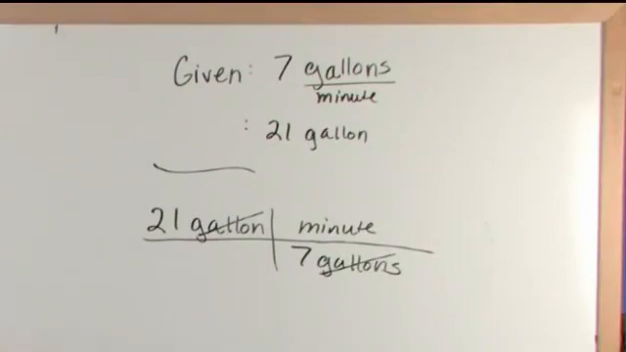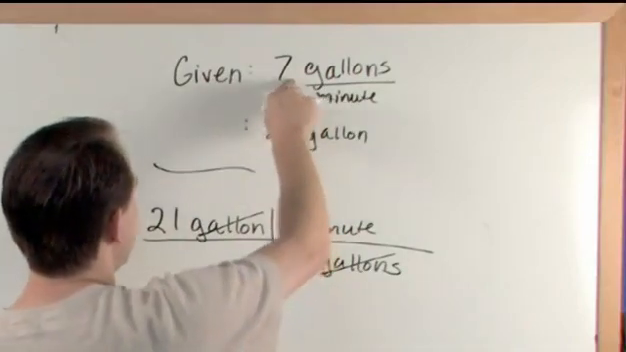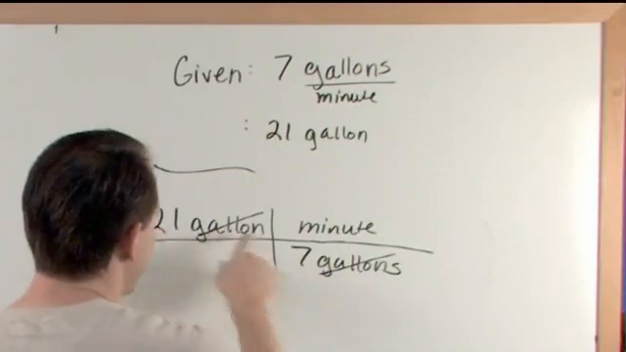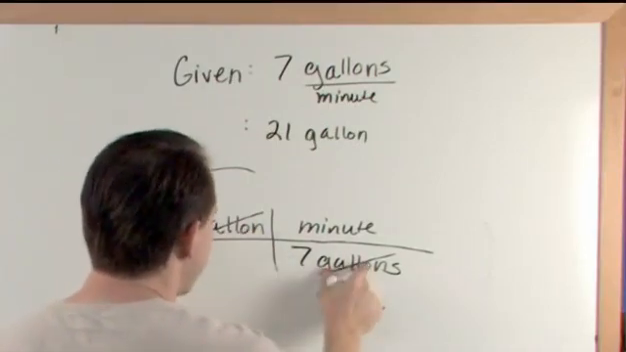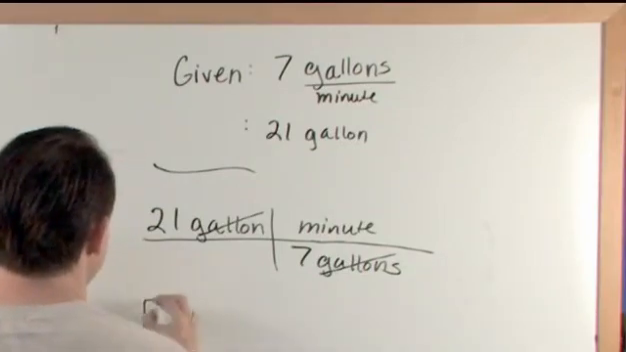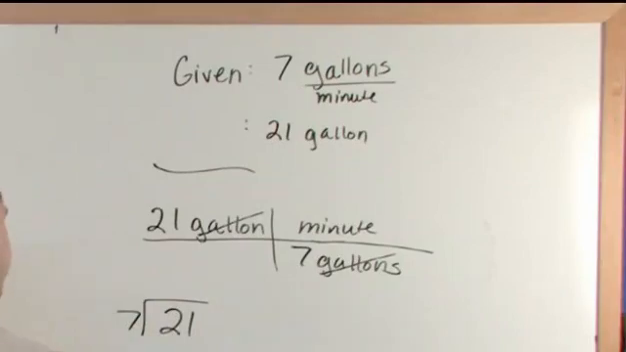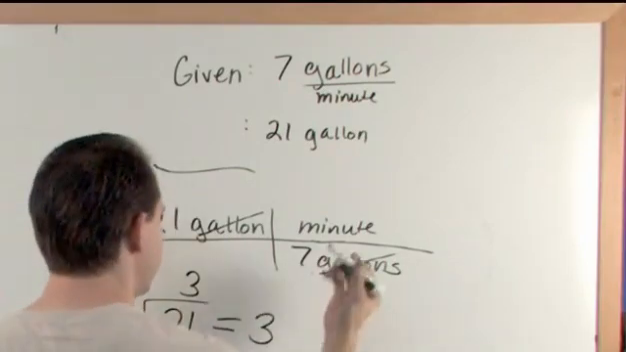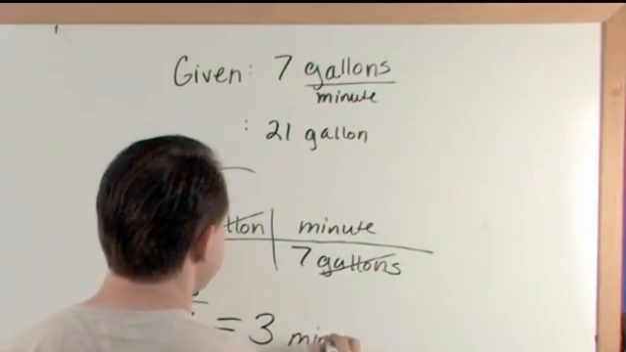So even if you had no idea logically how to think through this problem to divide 21 by 7 to get the answer, the units tell you that if you divide 21 by 7, gallons will cancel out and minutes will be left over. So take 21 divided by 7. You should ask yourself, 7 times what gives you 21? Your multiplication tables tell you that's 3. So the answer is 3 what? 3 minutes is the only thing I have left.